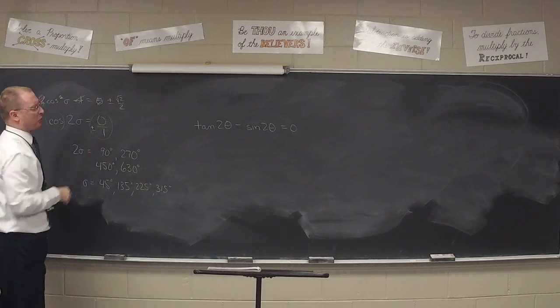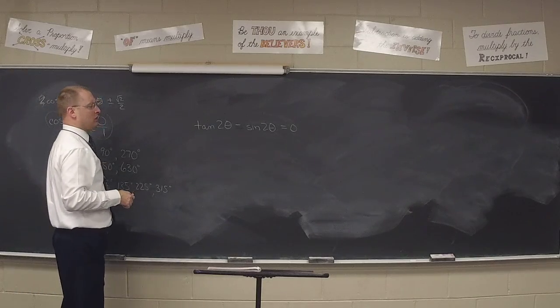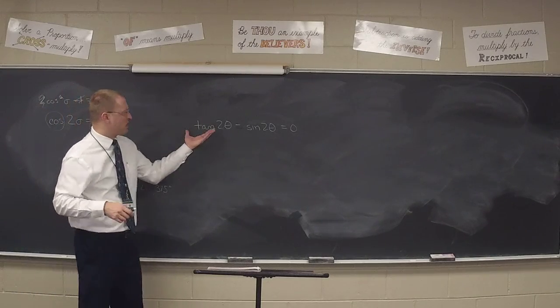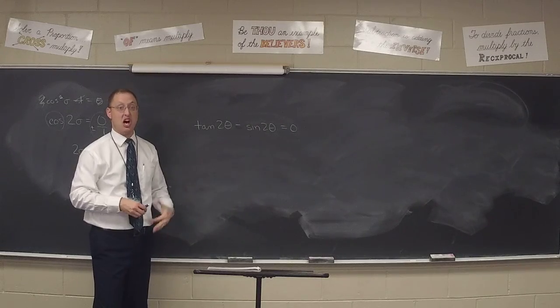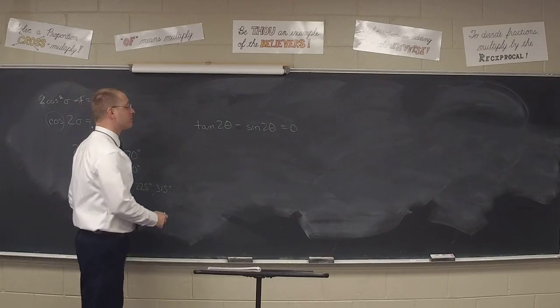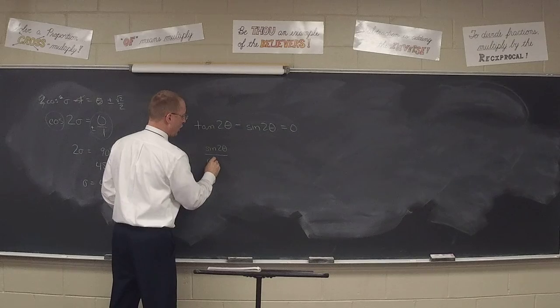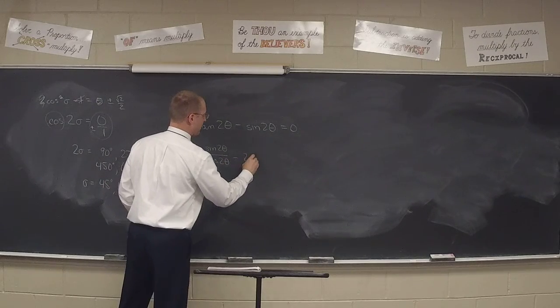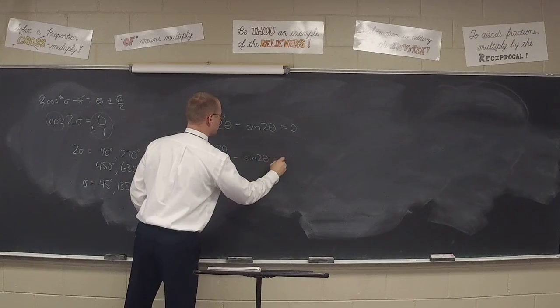But the way this is written, I can't factor anything. Thoughts, Jamie? Double angle identity? Well, if I do, this is going to be 2 tangent over 1 minus tangent squared minus 2 sine cosine. There's nothing that can factor there either. But if I change this to sine 2 theta over cosine 2 theta minus the sine of 2 theta equals 0.